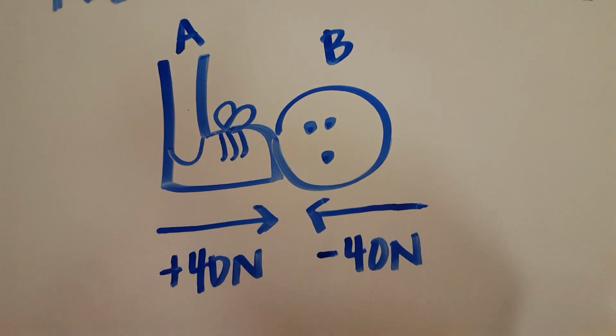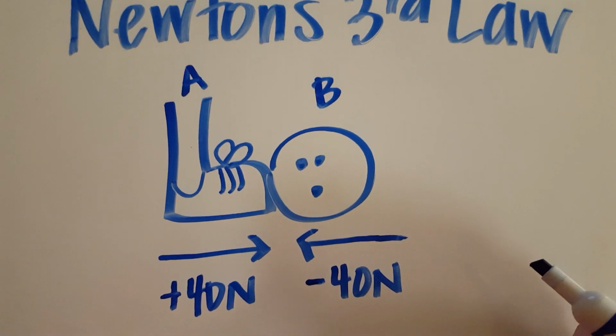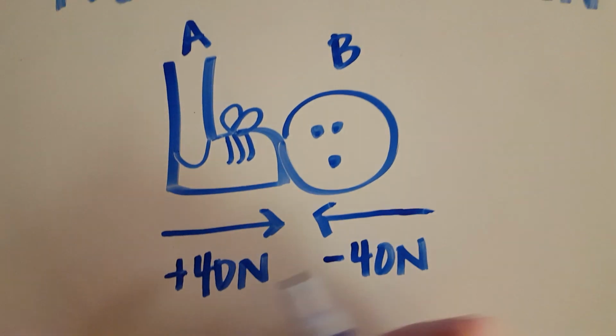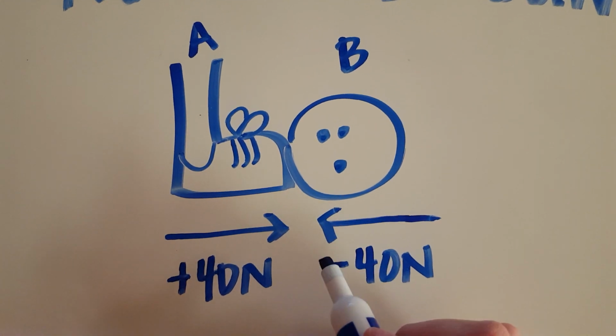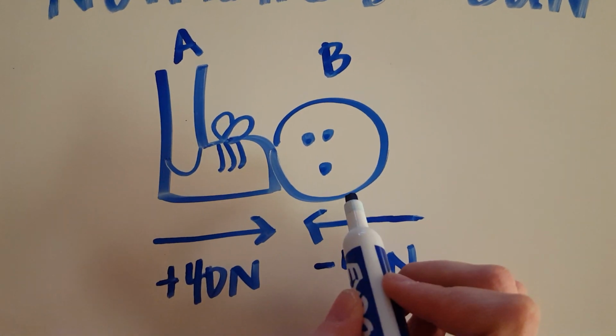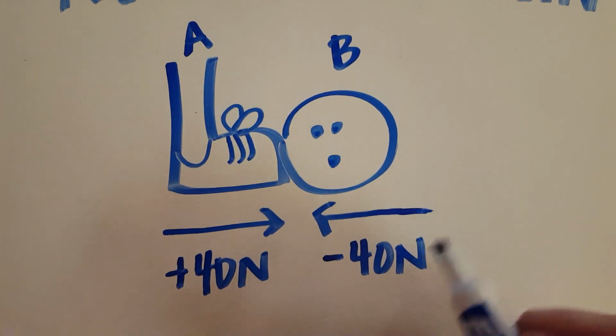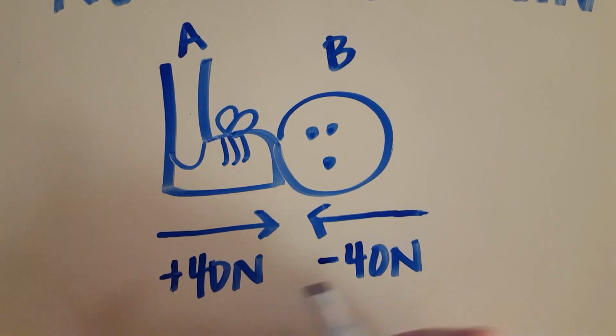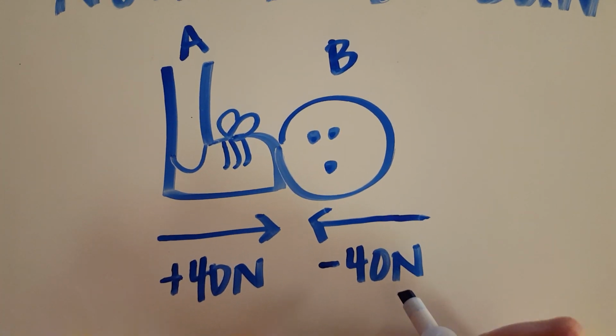Now, here is the kicker. See what I did there? Kicker. Instead of a single object, drawing maybe a free body diagram of that object, we're talking about two completely independent objects.